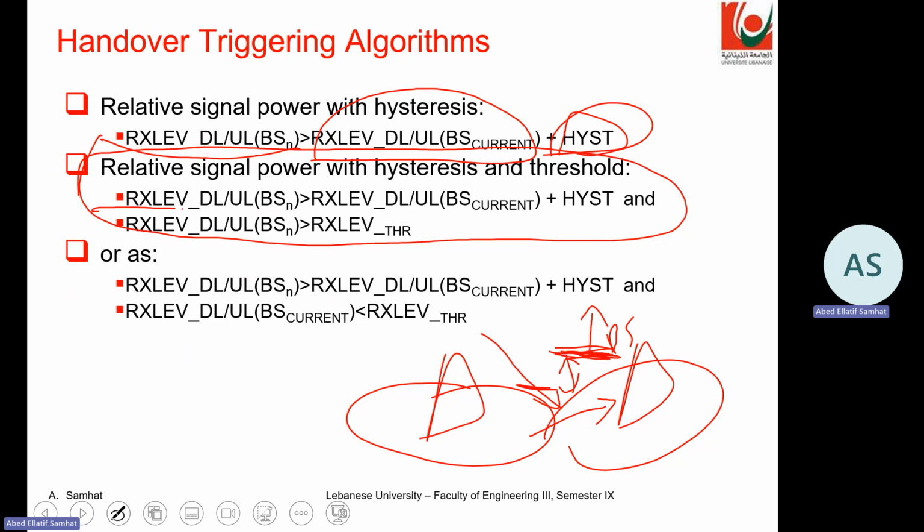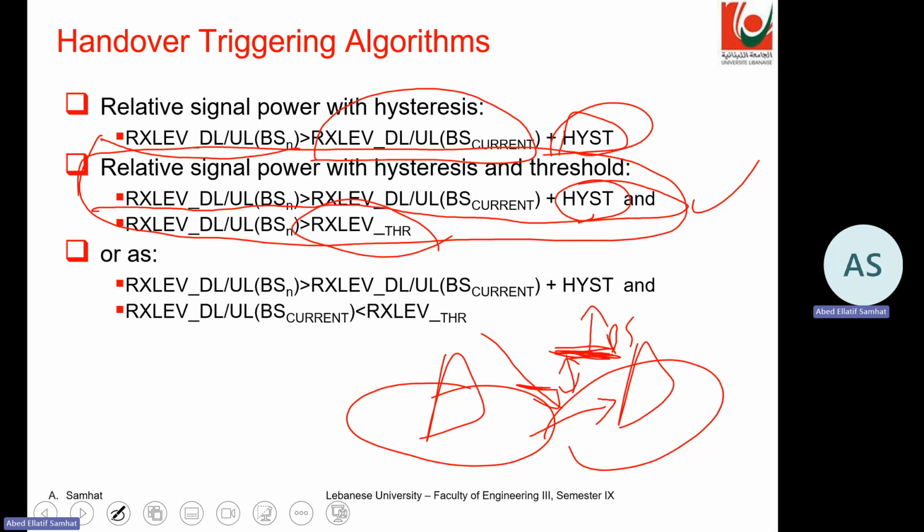So you should be sure that the received power from the neighboring cell is better than your cell plus a certain hysteresis, and also that it's greater than a certain threshold to achieve the quality of service. And this is typically what's implemented in cellular systems. This is the general idea.